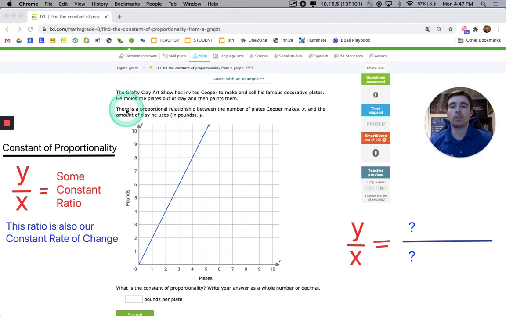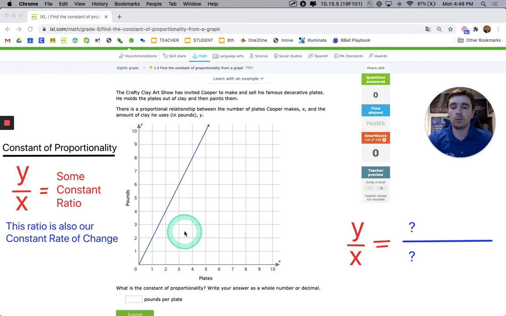And here we are told in the second sentence that there is a proportional relationship between the number of plates Cooper makes, which is x, so the x-axis measures the number of plates, and the amount of clay that he uses in pounds, which is represented by y. So we know this is a proportional graph, it's a straight line, it goes through the origin, so to figure out what the constant of proportionality is, the main question here, we're going to need a data point or two from the graph.